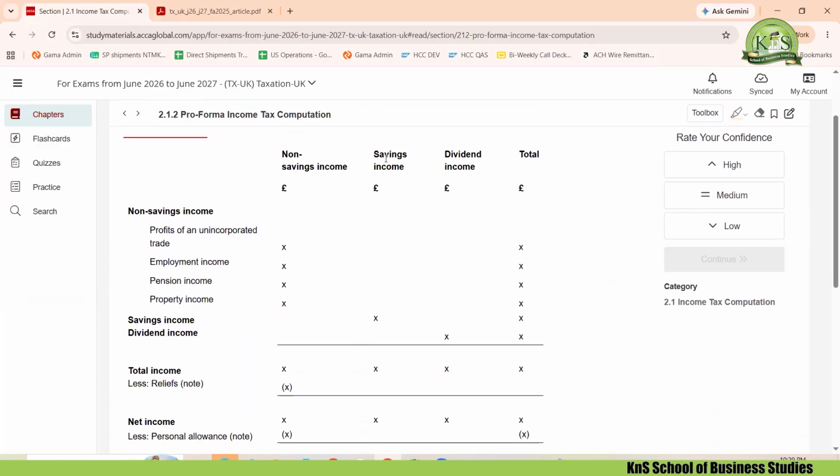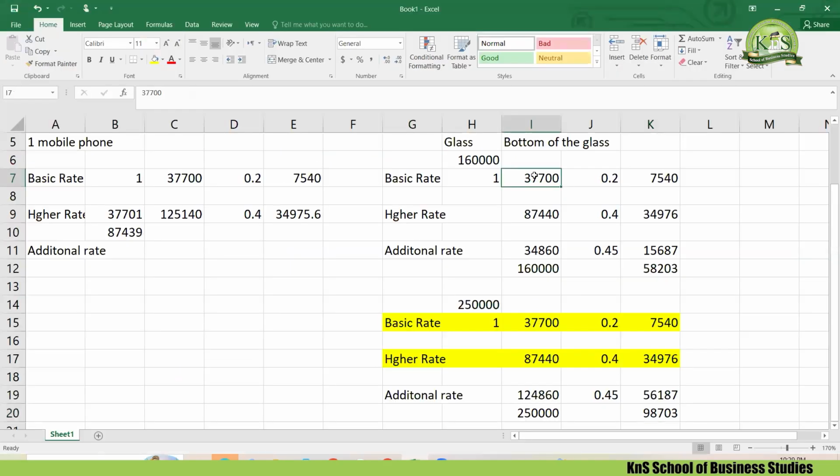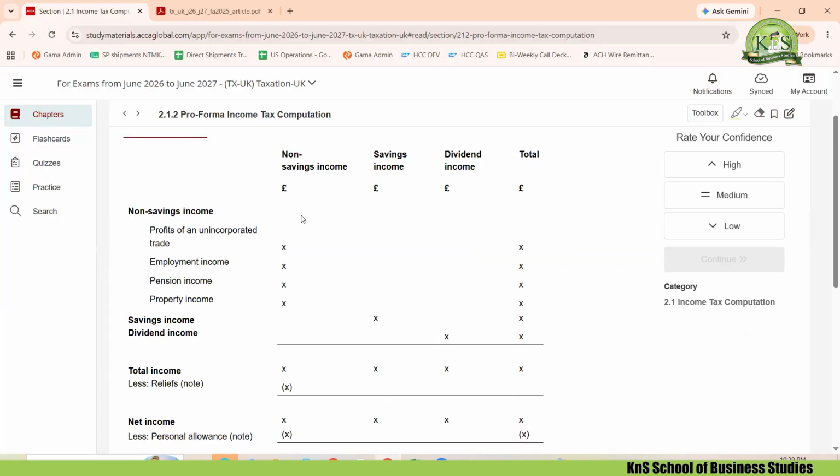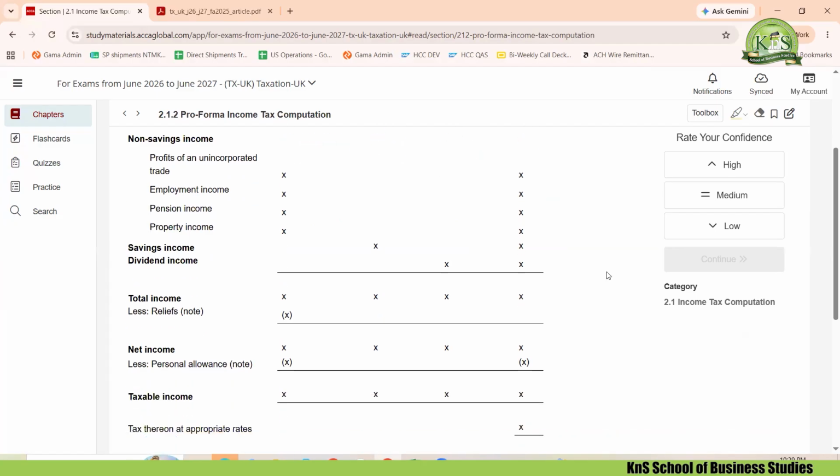And obviously there are lots of things in it that we will explore in our classes, like what we should do if we have savings income, or what we should do if we have dividend income. Right now we are talking about non-savings income. Once you practice one NSI and are perfect with it, then you can understand the others as well. So the proforma is with you.